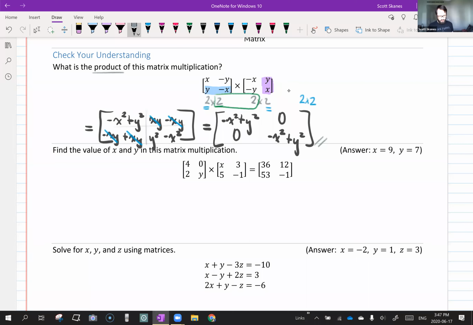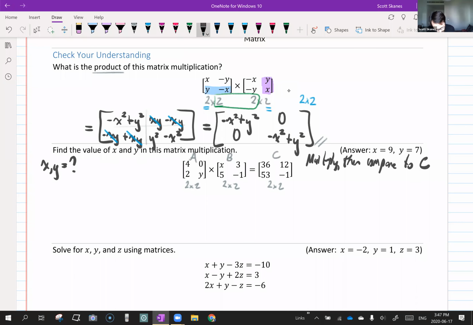Again, it's just the same thing as we did yesterday. We're going to do one more now. And let's see, 2 by 2 times a 2 by 2 gives us a 2 by 2. So what we need to do in this case is pretty simple, really. We multiply it out. And then we're going to compare our answer to the matrix C. So just for clarity, I'll call this A, B, and C. I'm going to multiply A and B, see what I get, and compare it to C. You'll see what I mean in a second. The whole point of this question is to find X and Y.